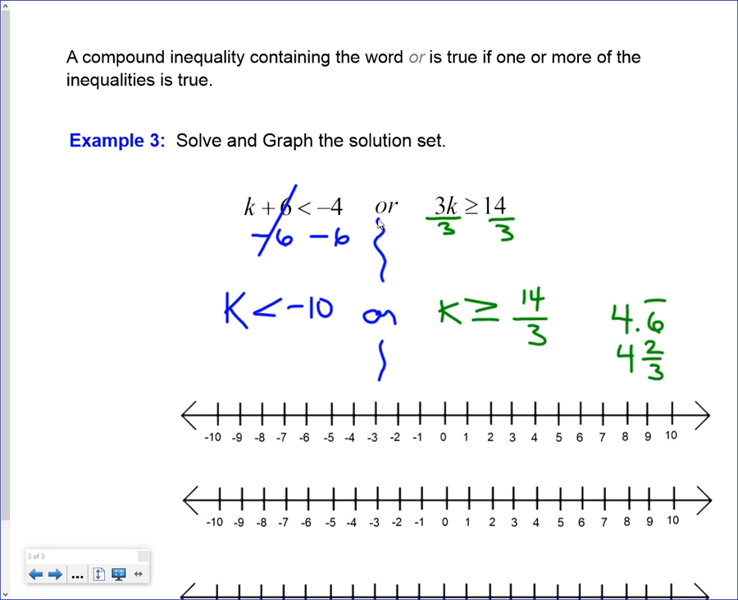All right, so let's see how you would graph an or one. Again, let's do the two parts individually first. So this graph, k is less than -10. So k less than -10 would be an open circle at -10 shaded to the left. Now let's graph the green one. This graph, k is greater than or equal to 14/3. Okay? So 14/3 is 4 2/3, so that's in between 4 and 5. And it will be closed, and that will be shaded to the right.